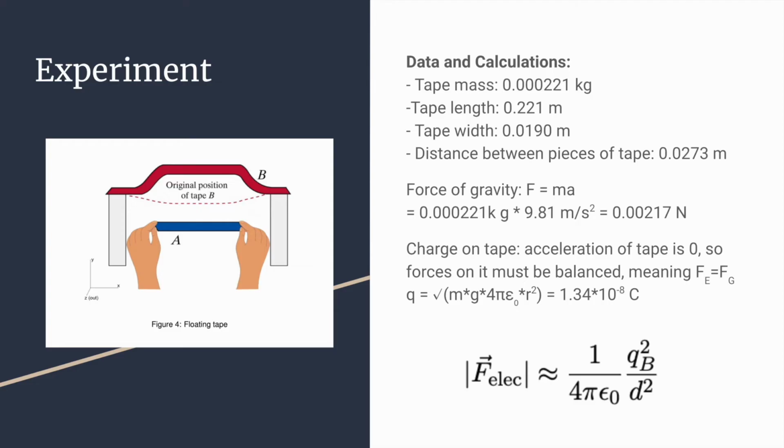So with regards to my data and calculations, I was able to determine these measurements for the tape, and using the measurements, I determined first the force of gravity on the tape, which was about 0.00217 newtons. I was then able to determine the charge on the tape, as the acceleration of the tape is 0, so the forces on it must be balanced, meaning that the electric force must equal the gravitational force, since the only forces we accounted for in the vertical direction were these two forces. I was then able to use the equation for the electric force to determine an equation for Q and to solve for 1.34 times 10 to the negative 8th coulombs per piece of charged tape. We also assumed that the charge on each tape was equal.